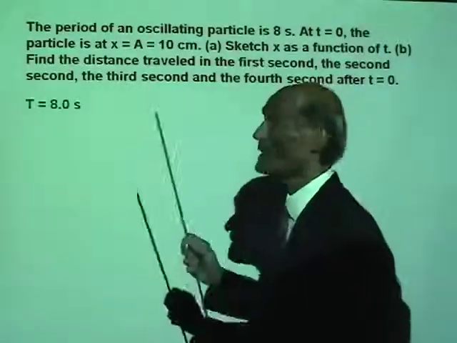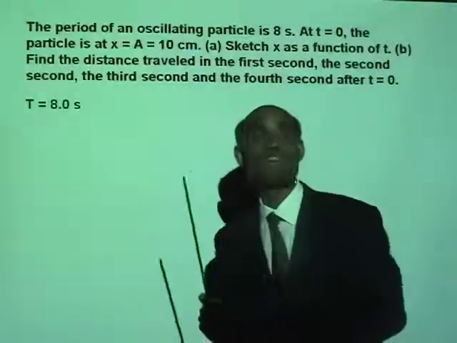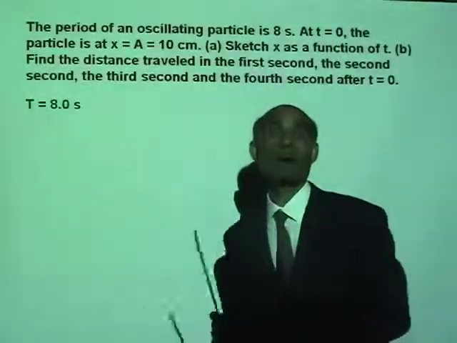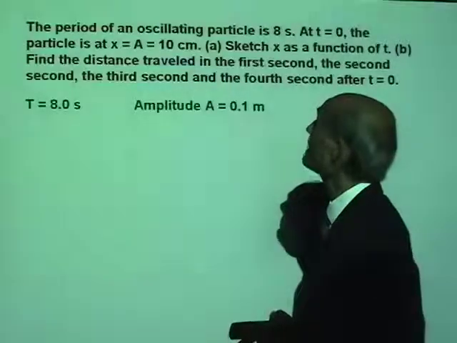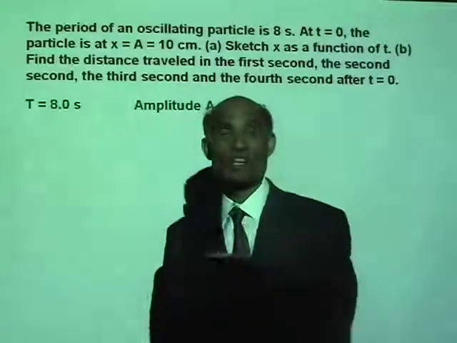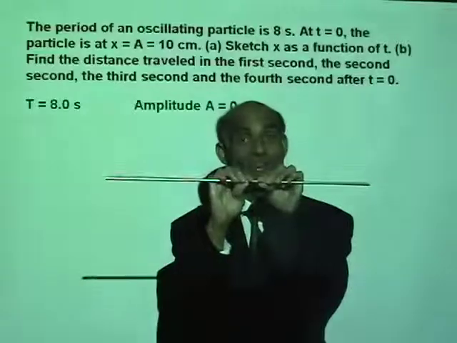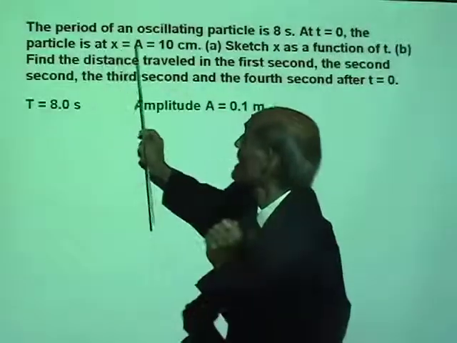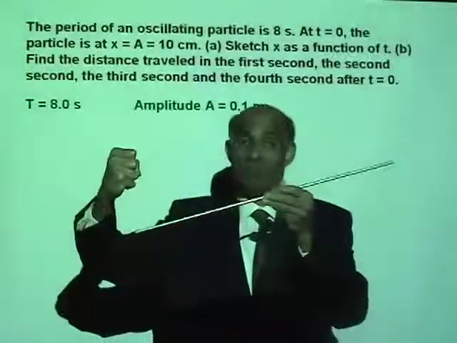Alright, let's pick up our data. The period of oscillation is 8 seconds. It takes a full 8 seconds to complete one oscillation. Amplitude is 0.1 meter. Now, where is the starting position? Is the object starting at the equilibrium position? No. At t equal to 0, the particle is at x equal to A. It starts at the right extreme.